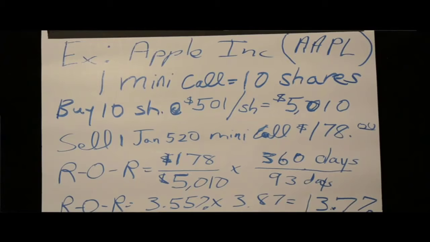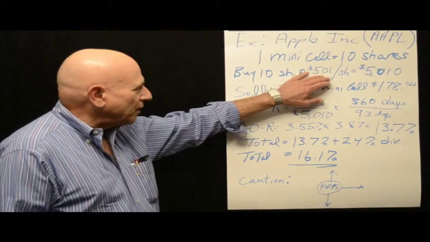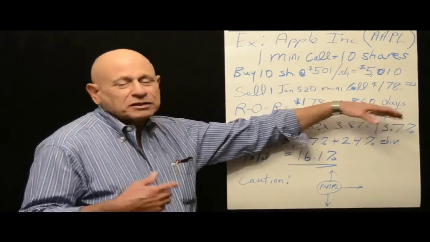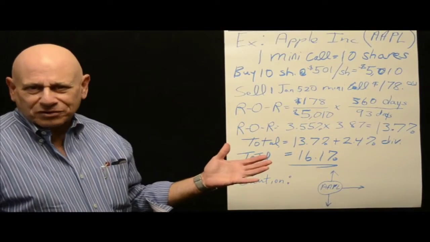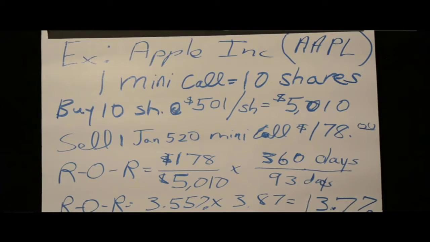Let's get into it. One mini call on Apple is 10 shares by definition. So let's say you buy 10 shares of Apple at the price on October 15th. It was $501. That would be $5,010. Well, that's affordable to the great majority of investors. $50,000 would not be, but $5,010 would be.